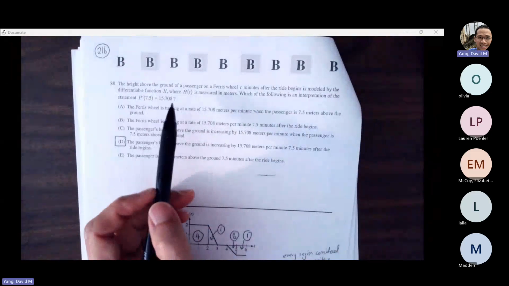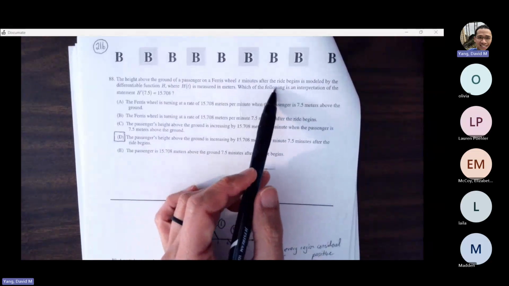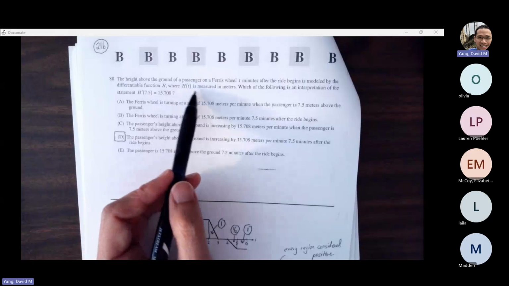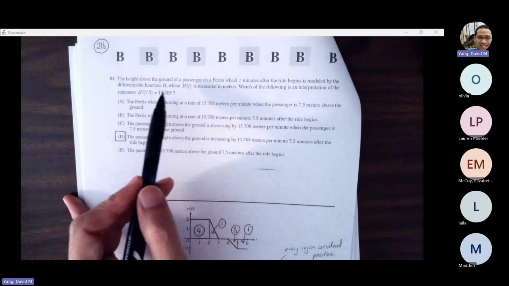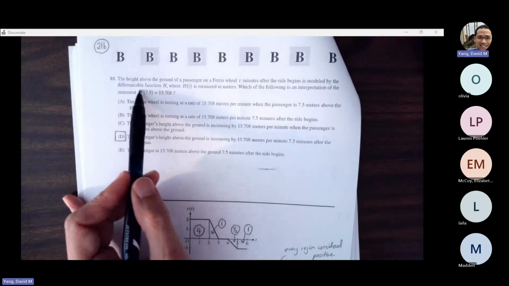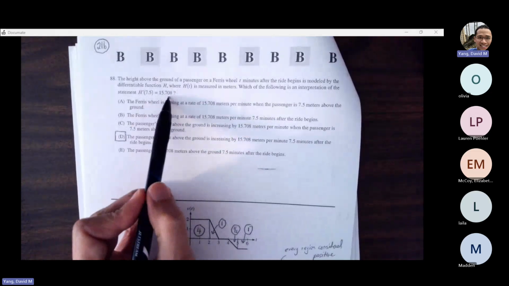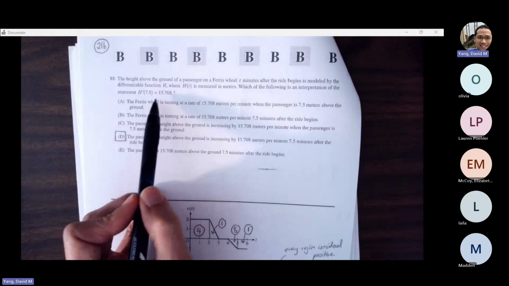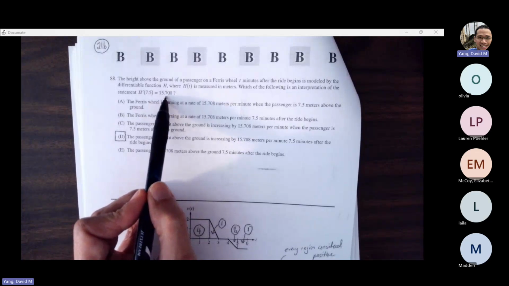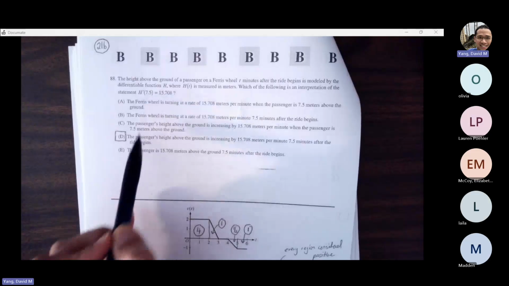The height above the ground of a passenger in a Ferris wheel, t minutes after the ride begins, is modeled by a differentiable function. Which of the following is the interpretation of the statement h prime of 7.5 equals 15.7? So this is basically the rate of change of his height, which is 15.708 meters per minute at this moment in time, 7.5 minutes after the ride begins.